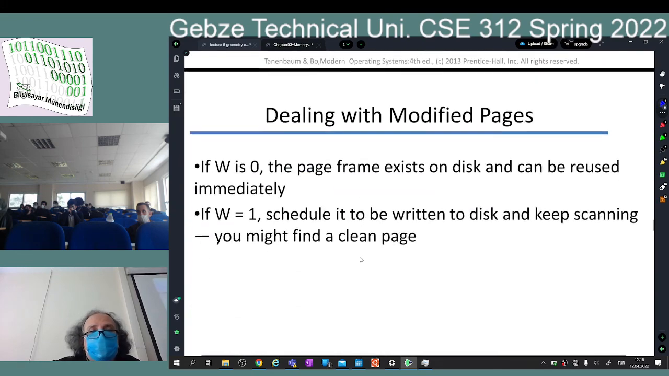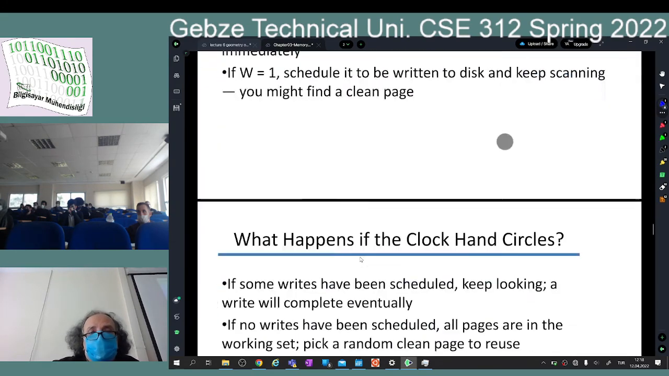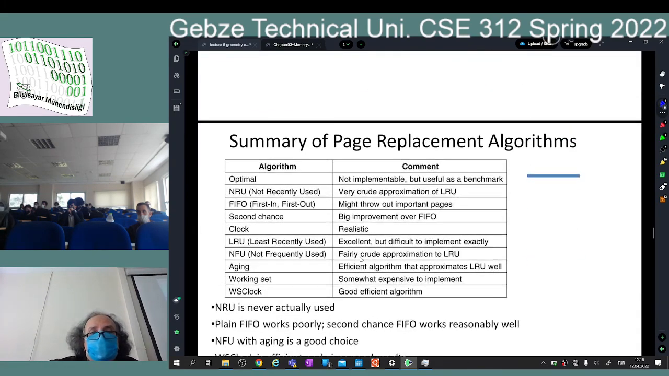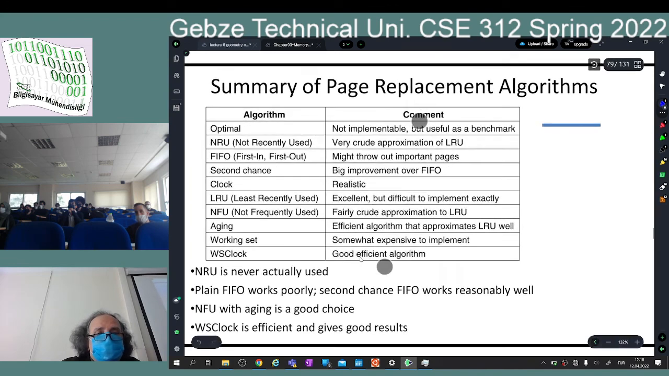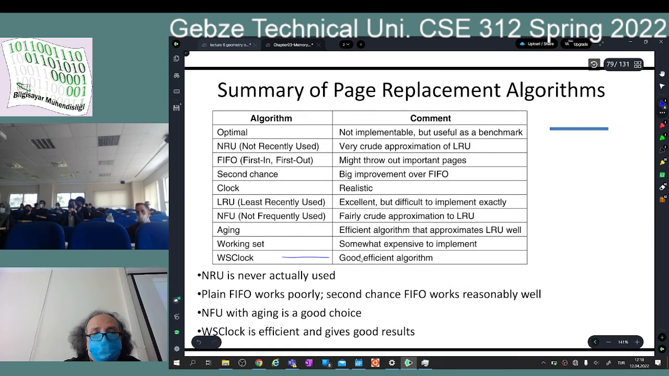I'm not going to talk about it today. After that, I think I will be done with the page replacement algorithms. I just did not look at this one yet. After we look at this one, we will be done with these algorithms. This is the last one that I'm going to show you. In fact, it is the most commonly used. Linux and Windows use a variation of this algorithm.